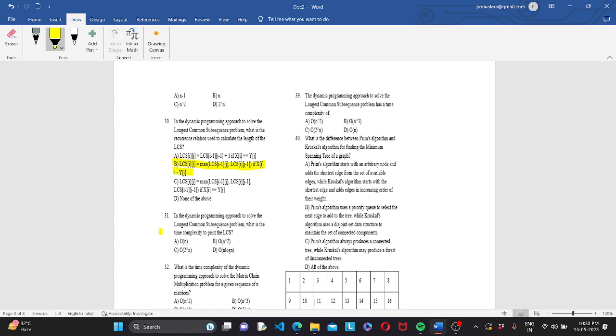Now 31, in the dynamic programming approach to solve the longest common subsequence problem, what is the time complexity to print the longest common subsequence? So the time complexity for printing the longest common subsequence would be O of n.